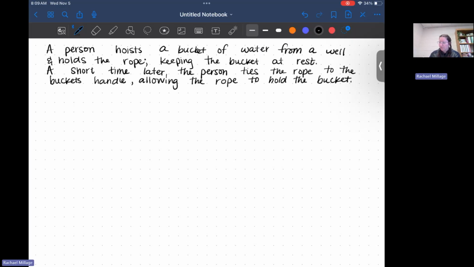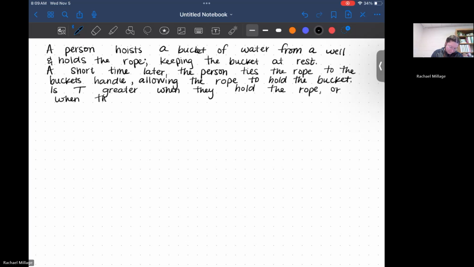Is the tension in the rope greater when they hold the rope or when the rope is tied? Go ahead and pause the video and see if you can draw a picture of these two cases.